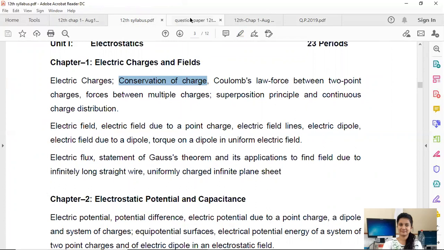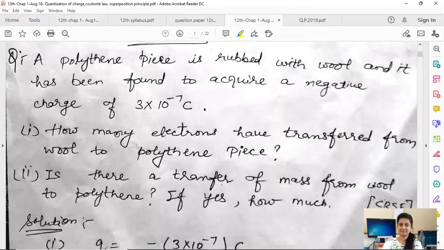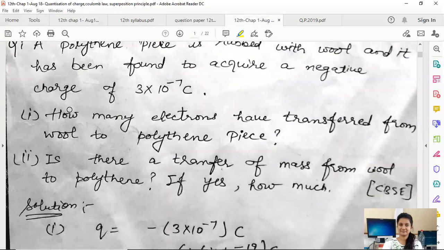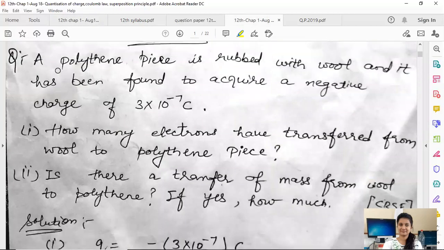Now, conservation of charges. Before going to this topic, let us attempt this numerical. A polythene piece is rubbed with wool and it is found to acquire a negative charge of 3 into 10 to the power minus 7 Coulomb. How many electrons have transferred from wool to polythene piece? So this is again the same question. You have to find N.